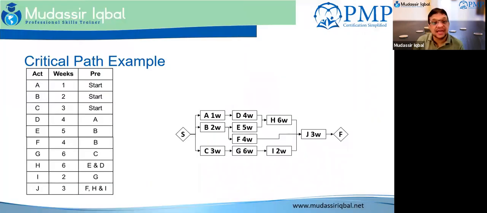So take this example. A, B, C, D, E, F, G, H, I, J. First question, how many paths do we have on this project?